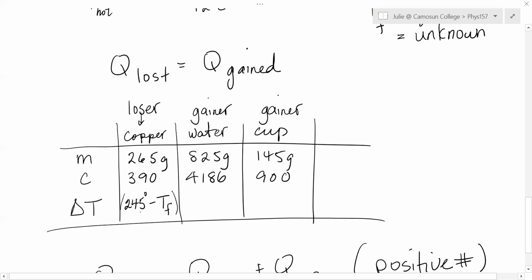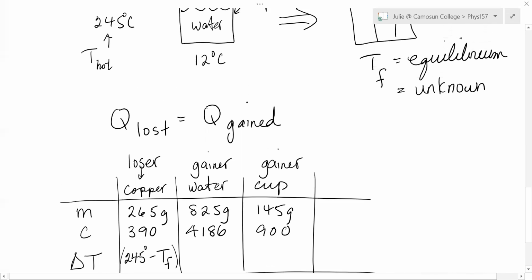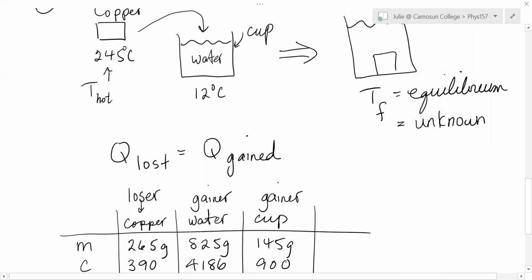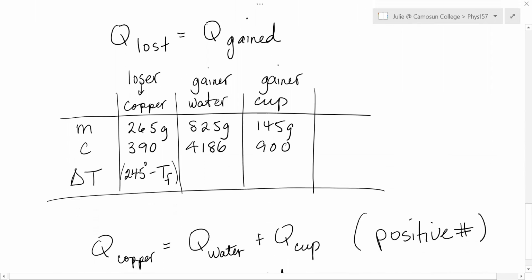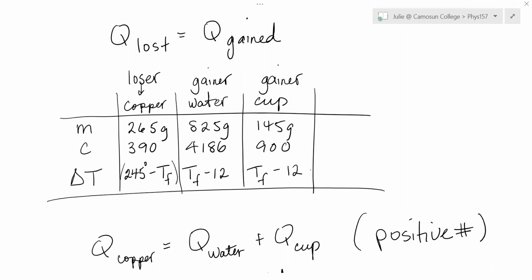Now, because the water and the cup are gaining heat, this final temperature is warmer than 12. And so its delta T is TF minus 12. So notice how those are flipped around because I want a positive number. And whatever the cup does, the water does. They're all the same. Okay. Now TF is our unknown, and this is why this is a little bit of a messy question here.